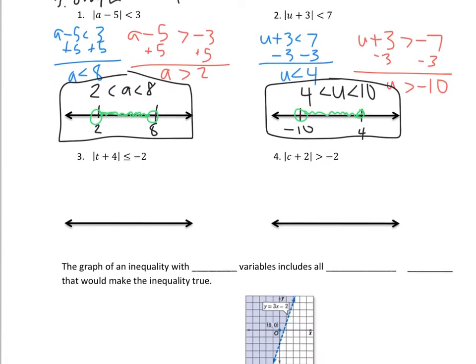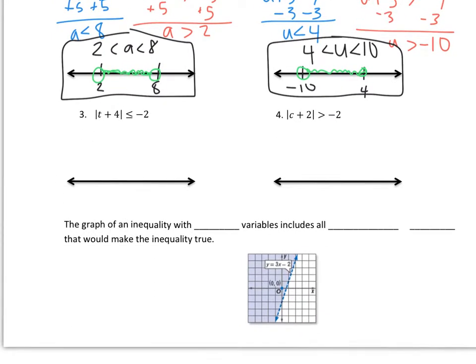Number 3 says the absolute value of t plus 4 is less than or equal to negative 2. Well, before I begin to set up my two inequalities, I need to look at what's on the right side of that inequality symbol, meaning, negative 2. So t plus 4, the absolute value of that must be less than or equal to negative 2. Can the absolute value ever be less than or equal to a negative number?